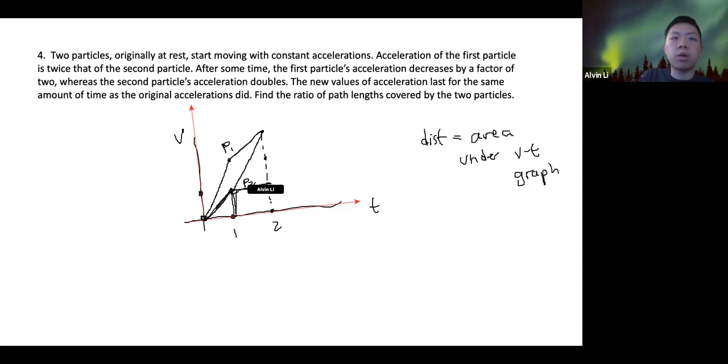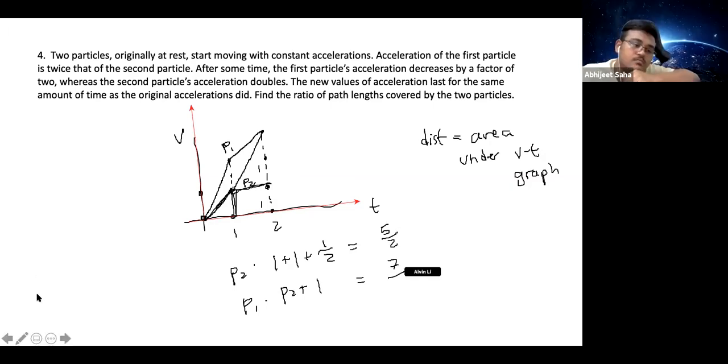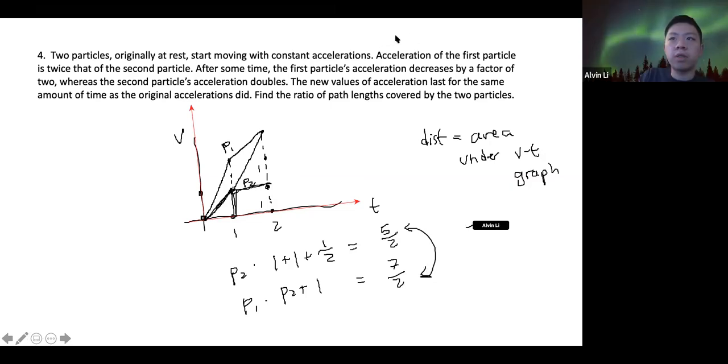So for particle 2, the area is going to be 1 plus 1 plus 1/2. And then the second one is just P1. The area for P1 is going to be P2 plus the area of this parallelogram thing, which is going to be 1. So this is going to be 2.5, which is 5/2. And this is going to be 7/2. Yeah. And then you just get 5/7.